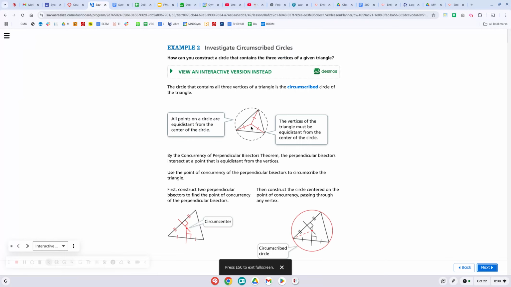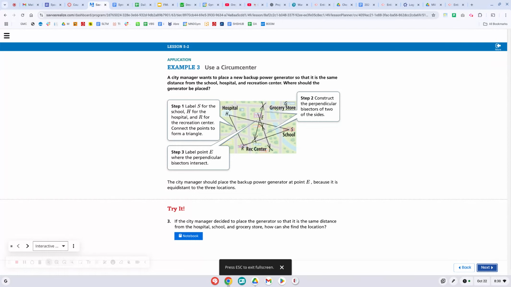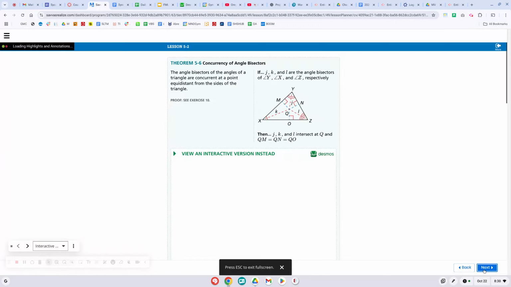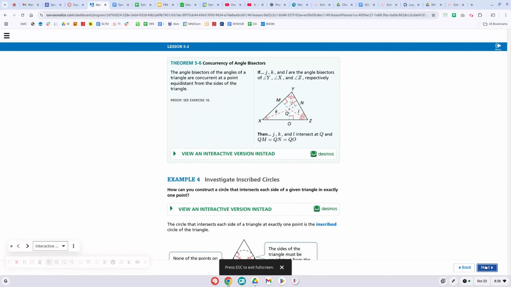So what we've learned so far is that the perpendicular bisectors meet at the circumcenter, and that circumcenter is equidistant from the vertices of the triangle. Okay? And here is a construction example. All right, now the angle bisectors.